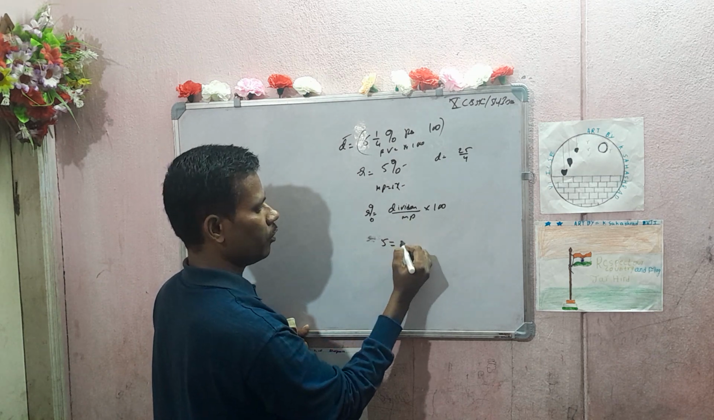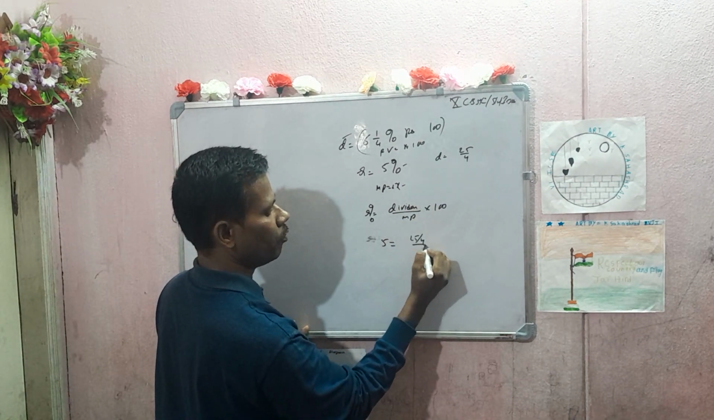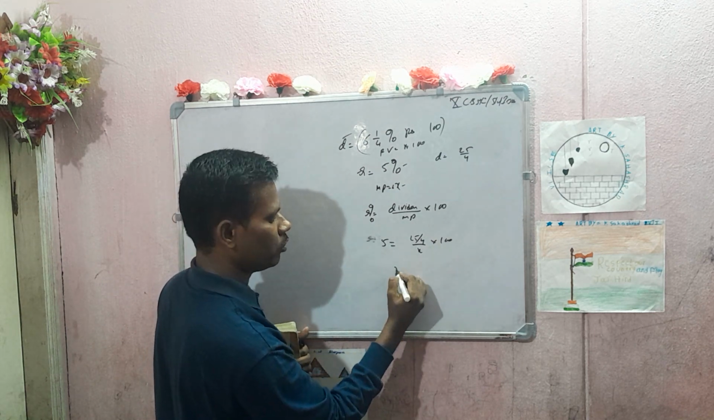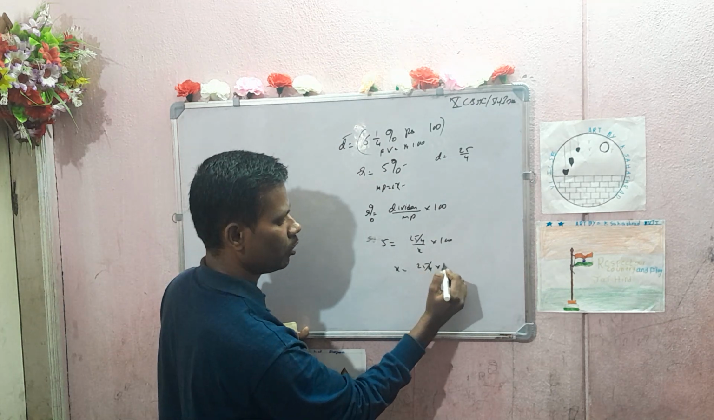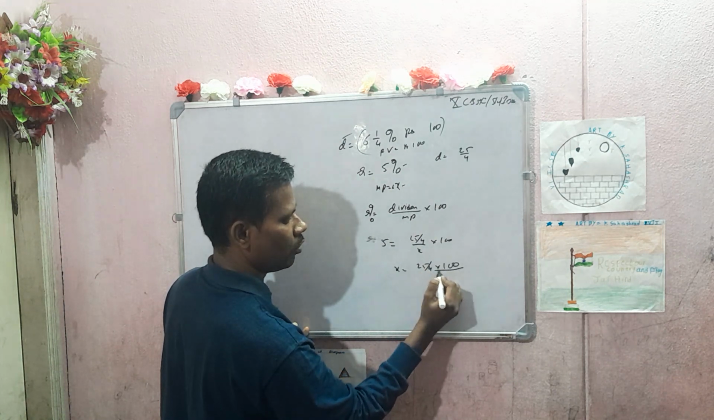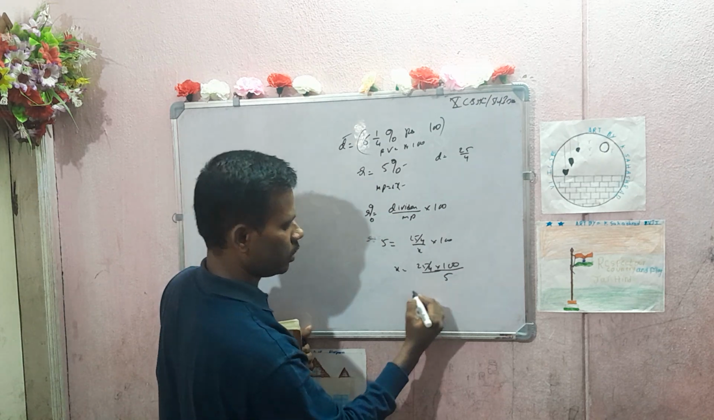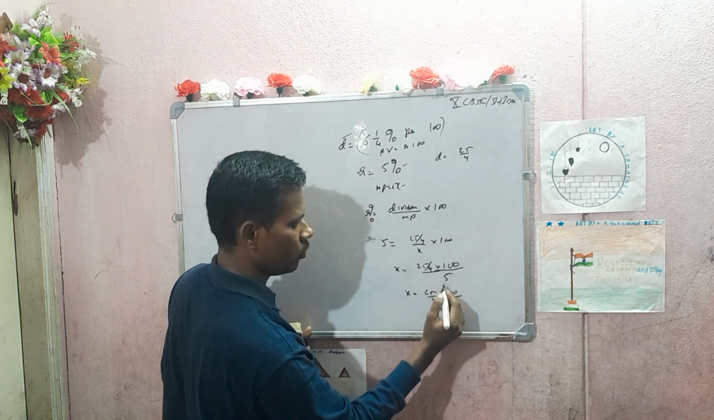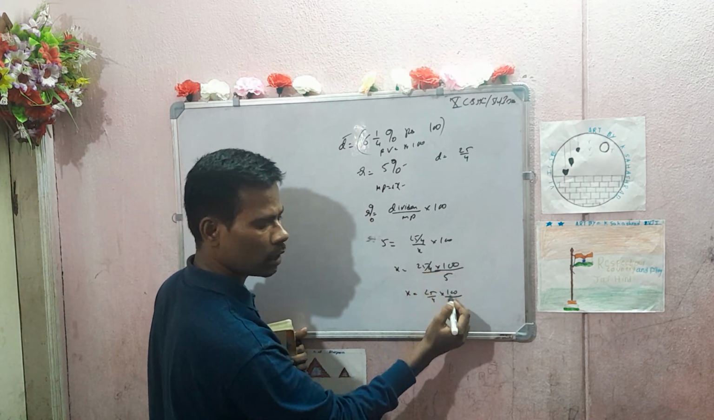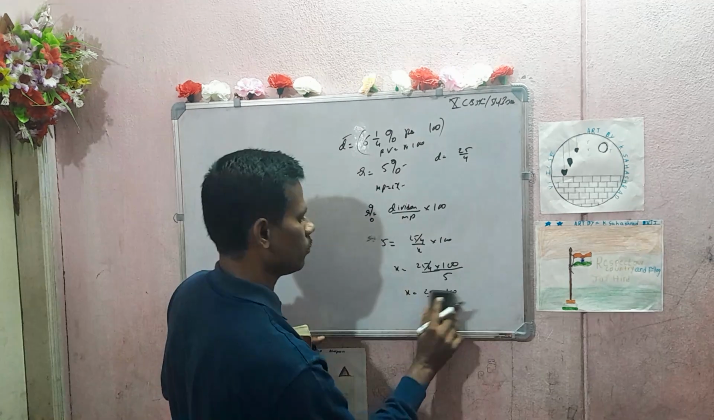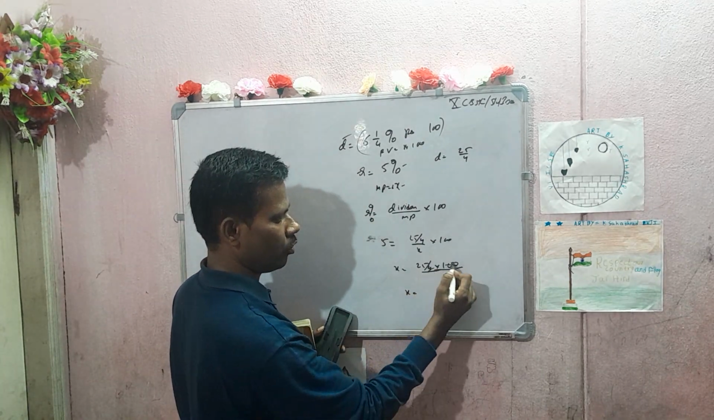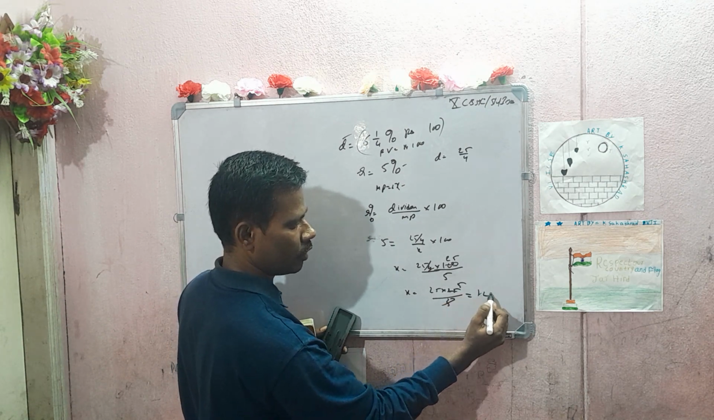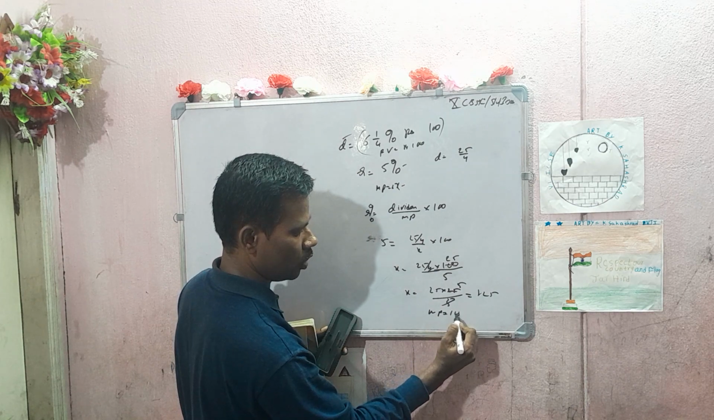Dividend by market price into 100 is equal to 5. Dividend is 25 by 4, market price is X. Simply bring the X value here: X is equal to 25 by 4 into 100 by 5. First simplify the numerator, then come back to the denominator. 4 25s are 100. 25 into 5 is 125. Therefore, market price is 125.